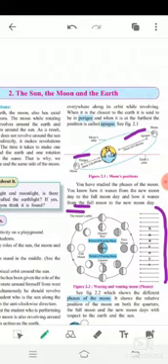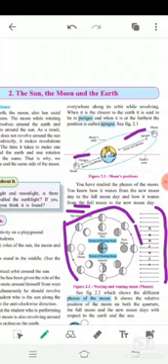Now, phases of the moon. Okay, see figure 2.2, which shows the different phases of the moon. The different phases of the moon are given here in the diagram.